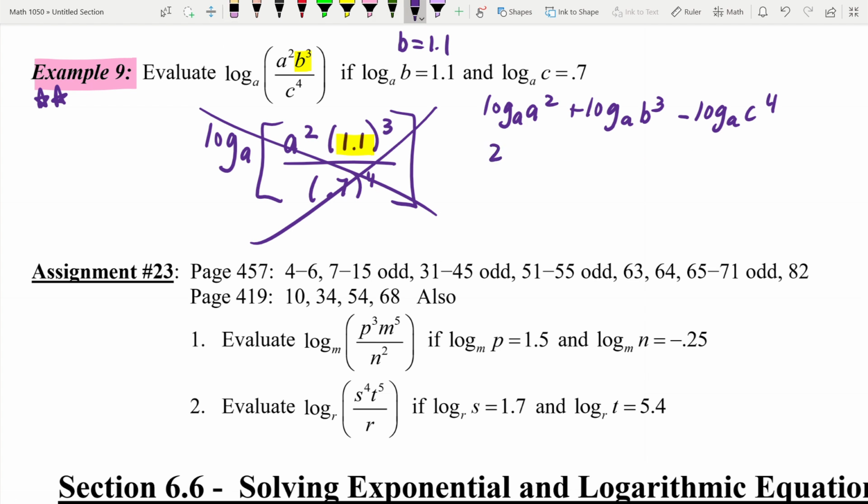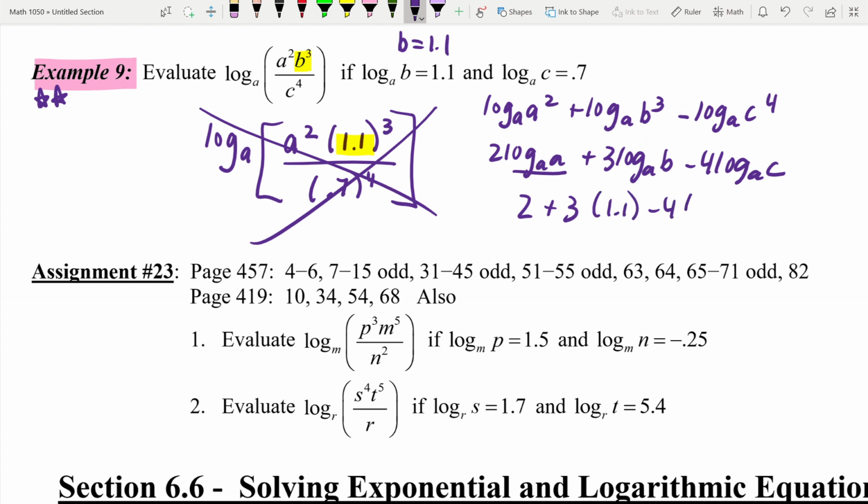So now we go 2 times log base A of A plus 3 times log base A of B minus 4 times log base A of C. Log base A of A is a 1. 1 times 2 is a 2. Log base A of B is 1.1 minus 4. Log base A of C is 0.7. Grab your calculator. That's going to be 2 plus 3.3 minus 4 times 0.7. Hit enter. You get 2.5 and you're done.